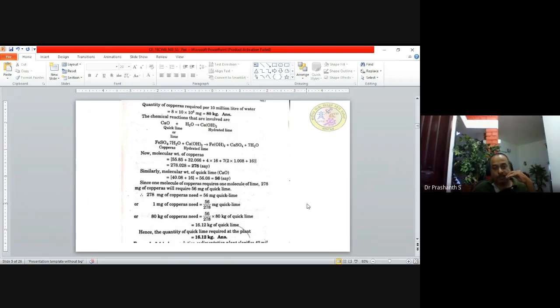So 80 kg of copperas is 56 divided by 278 into 80, which gives you 16.12 kg of quick lime, which is needed. So these types of questions may be asked in the examination. So this is as far as finding out the dosage of coagulants required.